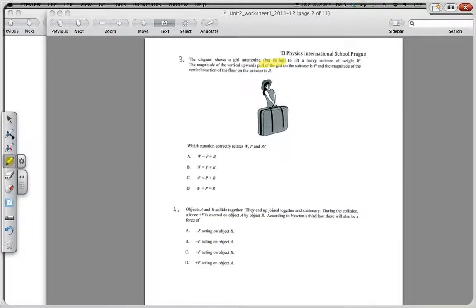So what does that mean? It means that there is no net force acting on that. All the forces are cancelled out. The resultant of all the forces is 0.